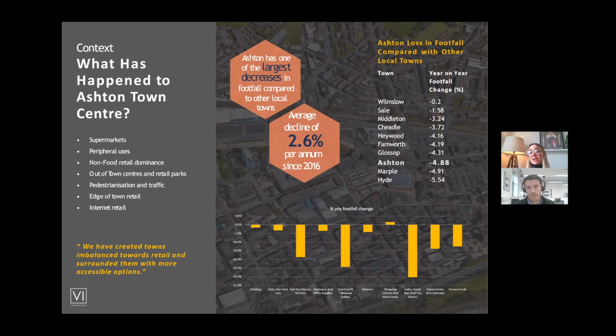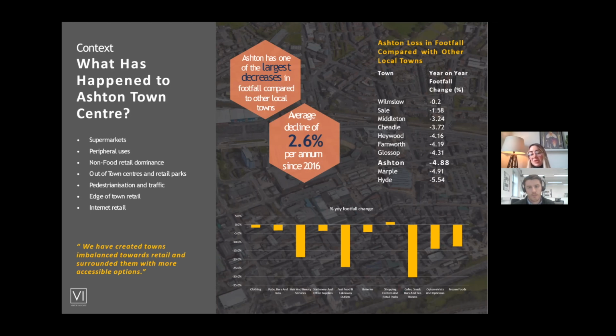And what that's meant, looking at the local area, is that, as the figures on the top right-hand side show, out of all of the Greater Manchester towns to the east of Manchester, Ashton has actually seen some of the highest levels of footfall decline because of that lack of alignment and understanding of what local residents and residents within the catchment really want out of the space.